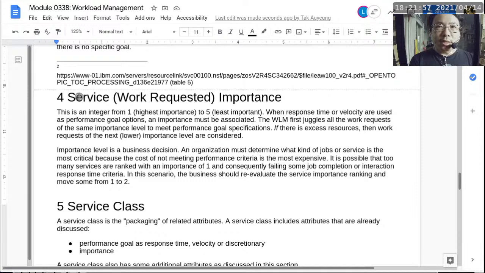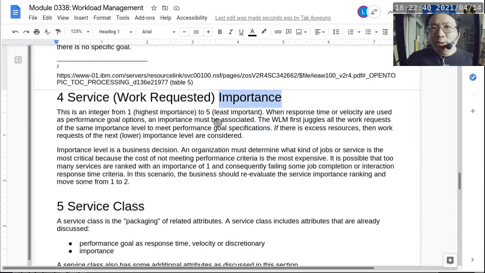So the next topic has to do with service importance. Suddenly we introduced this new word, service. Service is basically work requested. So what we refer to as work requested is now called service. There's an importance level that you can associate with all the services. In fact, you have to specify an importance level whenever you want to use the WLM to specify what we call a service class, which we'll talk about next. And the importance can only be an integer from 1 to 5.